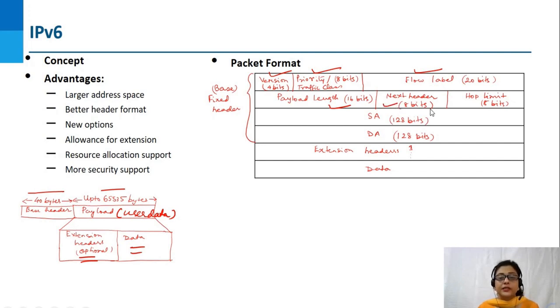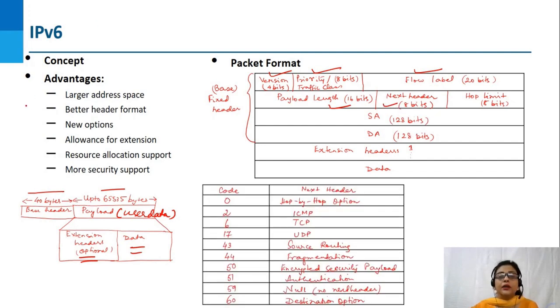Now let us concentrate on the next header. If the next header code is 0, it means hop by hop option. If it is 2, it means ICMP. If it is 6, it means TCP. If it is 17, it means UDP. If it is 43, it is source routing. If it is 44, it is fragmentation. If it is 50, it is encrypted security payload. If it is 51, it means authentication. If it is 59, it means null or no next header. If it is 60, it means destination option.